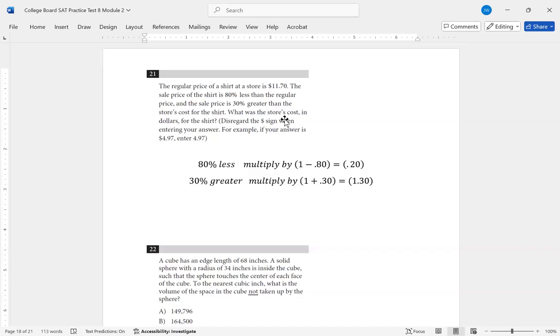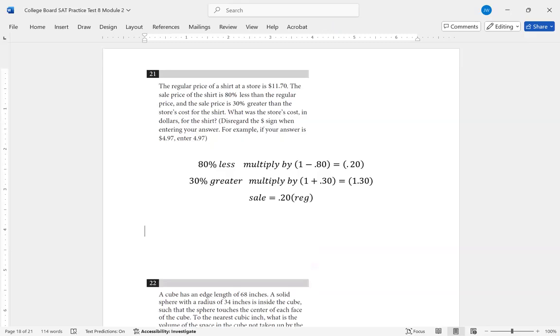So now we're ready to set up what we have. It says the sale price of a shirt is 80% less, that's 20%, than the regular price. I'll just put REG for regular price. And then it also says the sales price is 30% greater, 1.30, than the store's cost for the shirt. And then it's asking, what is the store's cost?